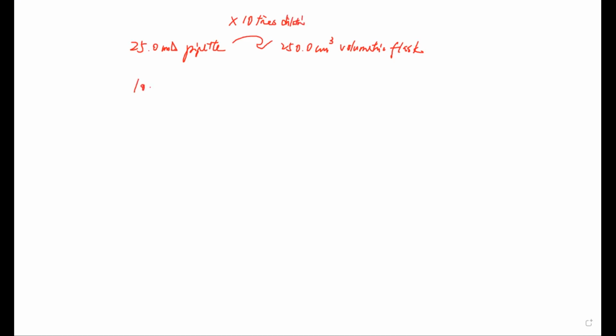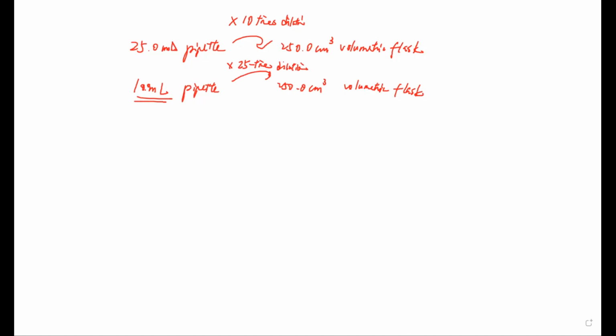But for example, I've just said I've got many different types of pipettes. If we have a 10 ml pipette, and I dilute it into 250 ml, how many times of dilution does it have? 10 ml becomes 250 ml, how many times? It's 25 times. Okay?